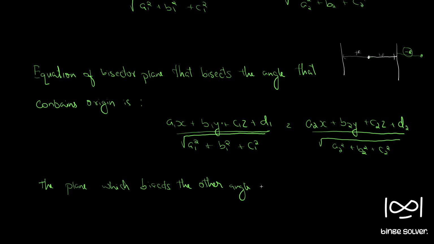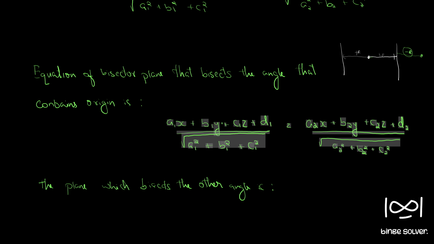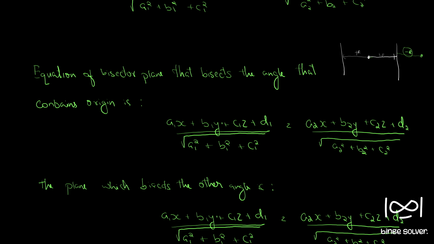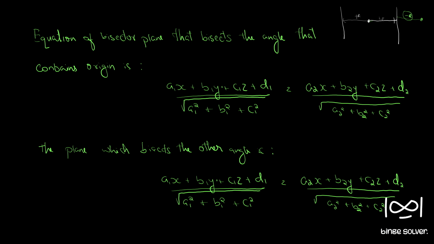Other angle means the one which does not have origin. I will draw and show you what that means. The other equation is just this same equation, but we have a minus sign here. We put a minus sign.